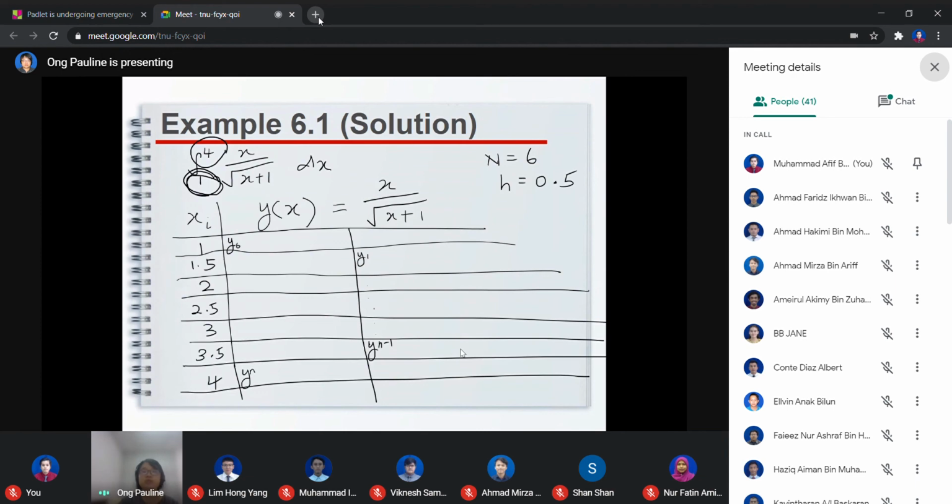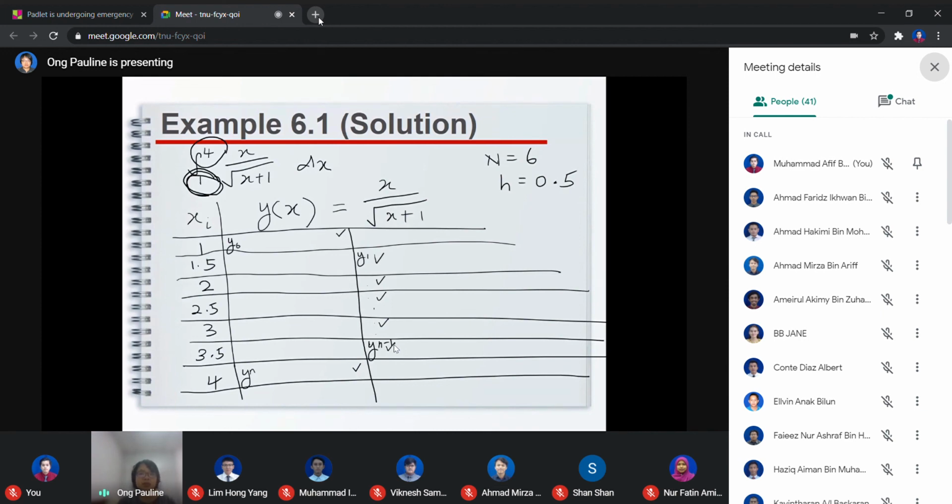Okay, so before I do the calculations, I just separate it directly. I put a tick here so that I won't make a mistake. I need to fill in the value of y0 here, yn here, and other than y0 and yn, I need to fill in the value of y in the second column.